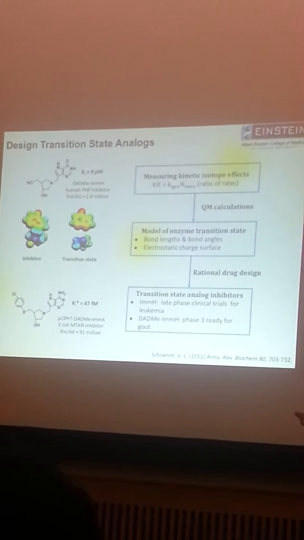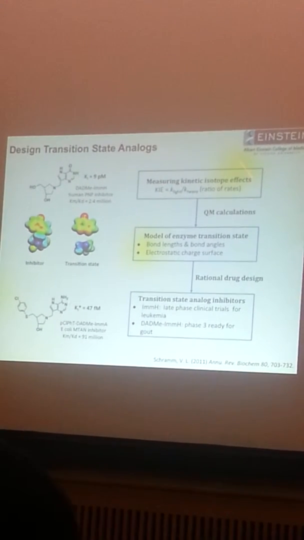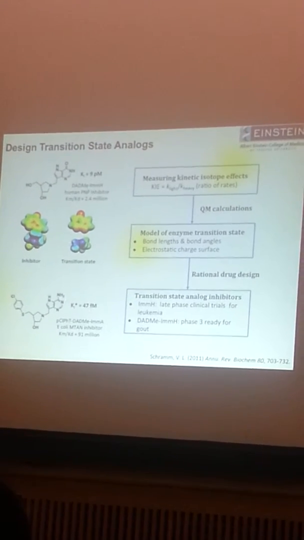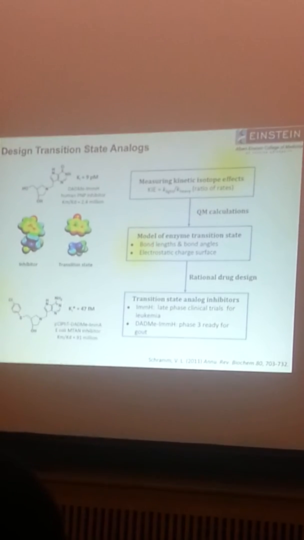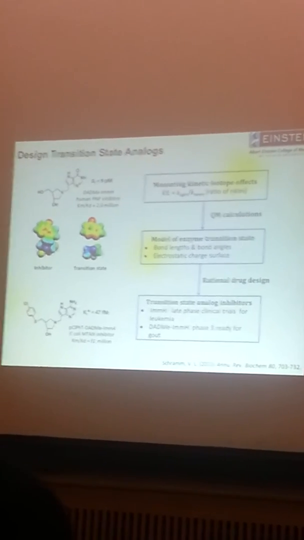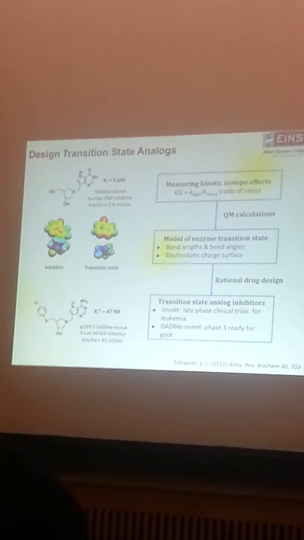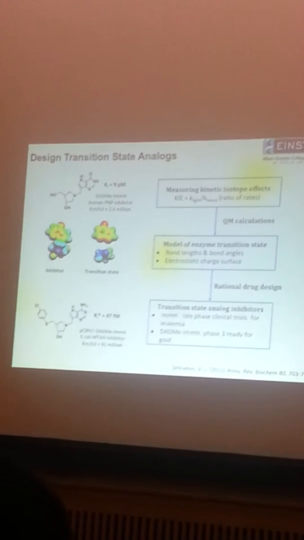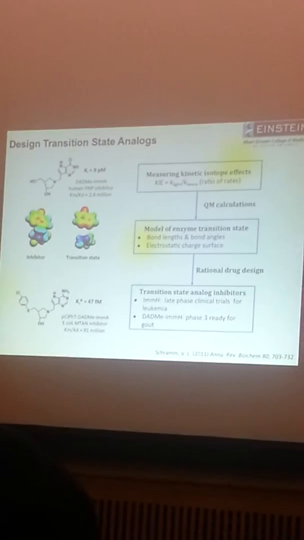And so here in our lab, we try to measure the KIE of the enzyme first, and then with quantum mechanics calculation, you can model the bond length and also the bond angles of the transition state, and also the electrostatic charge on the surface. And so far, we have two very tightly binding inhibitors.